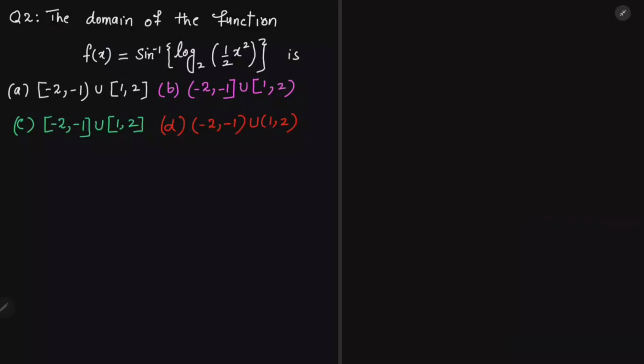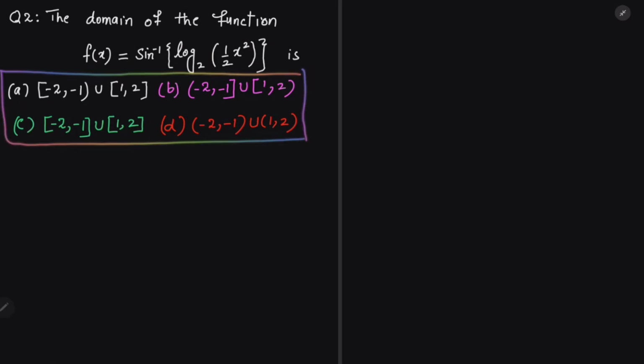This is a very interesting question on the domain of the function. We are given a function over here, which is sine inverse, and in the argument, we have log base 2 of half x square. And it has been asked to find the domain of the function, and there are four choices over here. This symbol is called union, and you already know probably. And we also have some closed intervals and some open intervals in these four options.